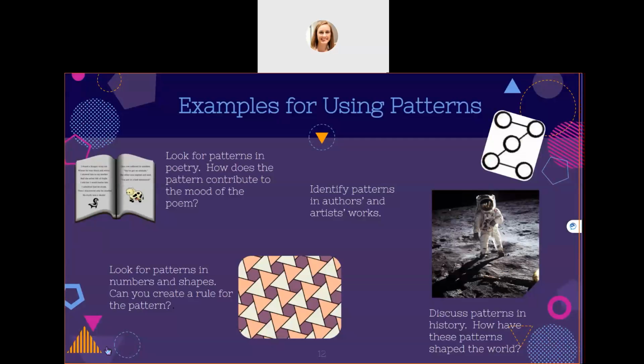Identifying patterns in authors and artists' work over time, like what were some specific patterns that you see in every piece of artwork that an artist does, or in a series of books, what's something that you see happen in every book or something that's mentioned in each book. You can discuss how patterns have shaped history, how have those patterns shaped the world through events that have happened.